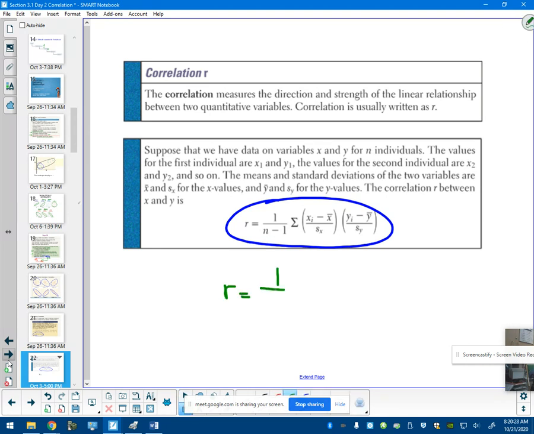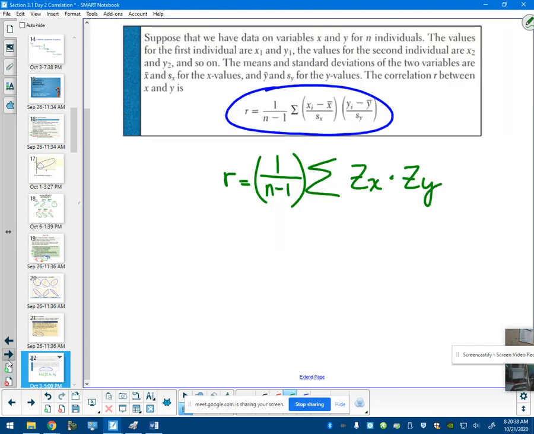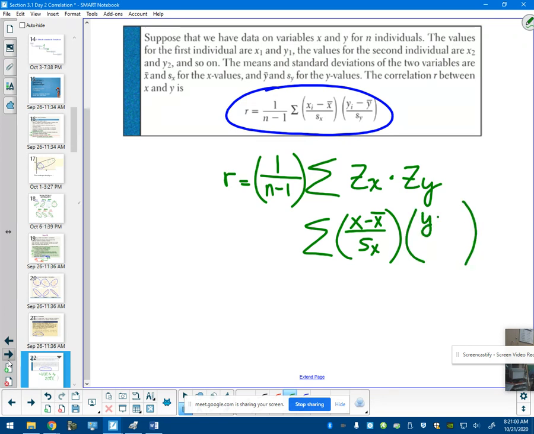I remember that it has to be divided by n minus 1, or that's the coefficient. And then I'm going to sum up the z-scores of x times the z-scores of y. Because that's what those two things are after the summation sign, right? But you don't get a bonus point for putting that down, and you don't get half a bonus point. To get the full bonus point, you have to say to yourself, how do I find z-score of x? Take x minus its mean divided by its standard deviation. How do I find z-score of y? I take y minus its mean divided by its standard deviation.